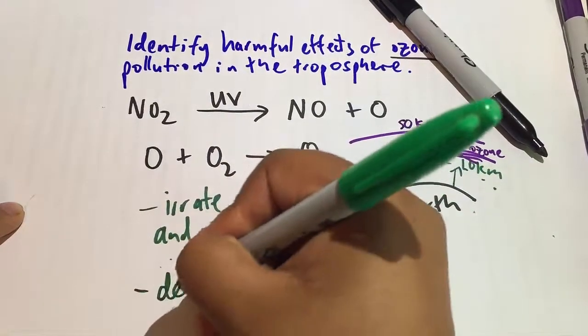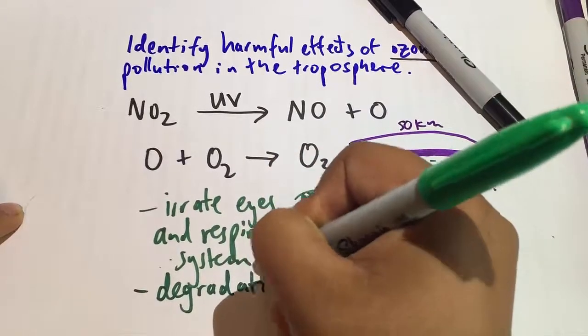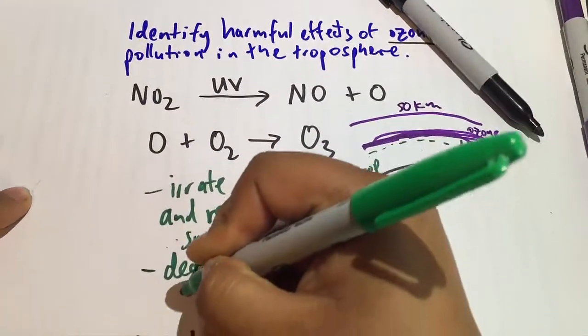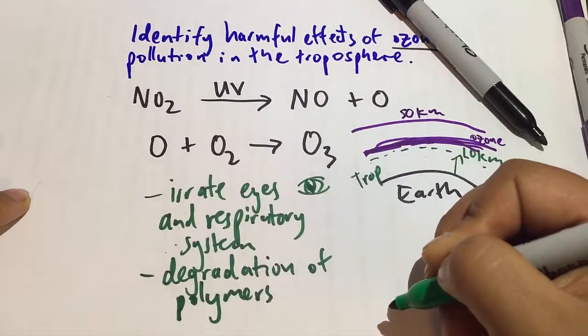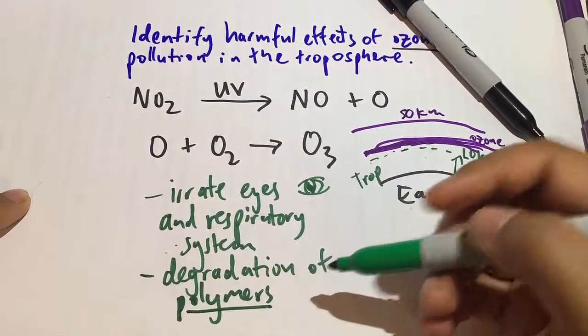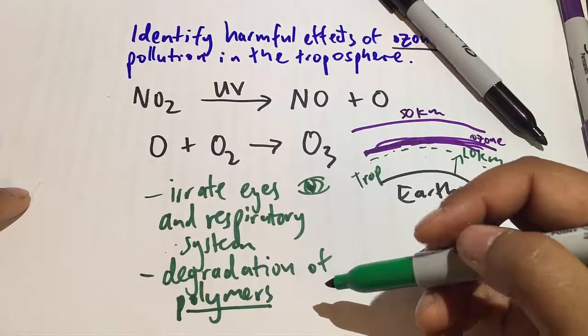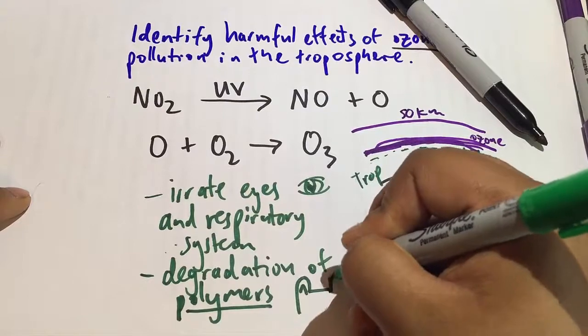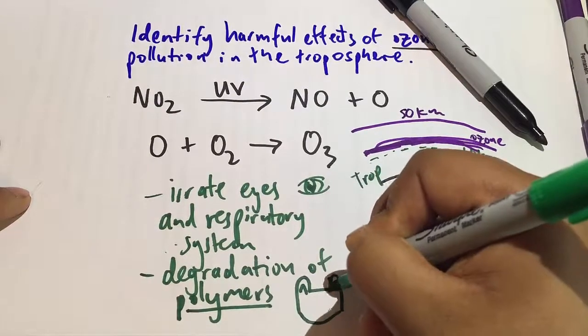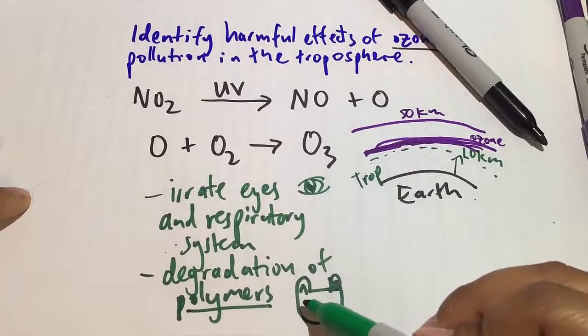So degradation of polymers. So polymers are plastics that we'll learn about more later in the year, but polymers are present in quite a few different everyday materials. So things like plastic bags are made out of polymers. And so that's why plastic bags don't tend to break down very easily.